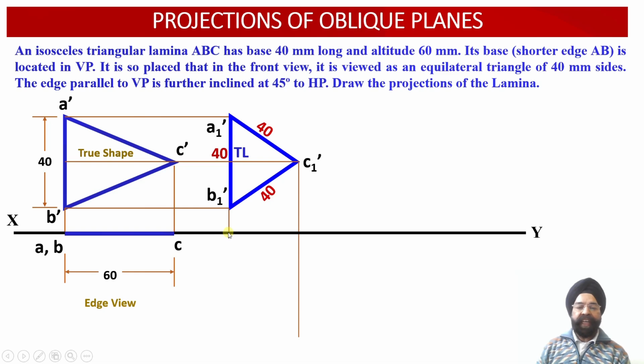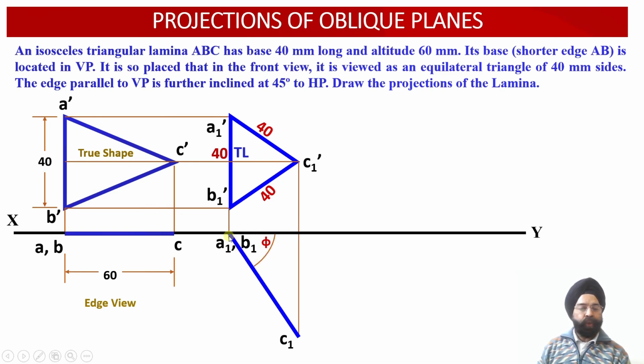So with this as our needle point, we are going to open the compass equal to 60 millimeter and mark an arc onto the vertical projector line which is emerging from the point C1 dash in the elevation. And once we transfer this edge view of 60 millimeter into the inclined surface of this particular isosceles triangular lamina in the plan projection view over here, we will be able to obtain the angle of inclination of this particular triangular lamina with respect to the vertical plane.